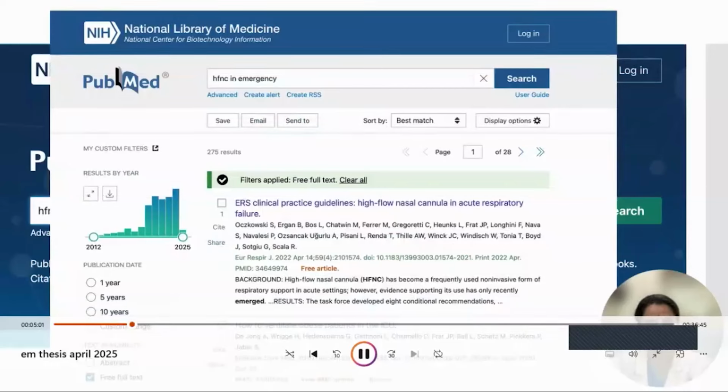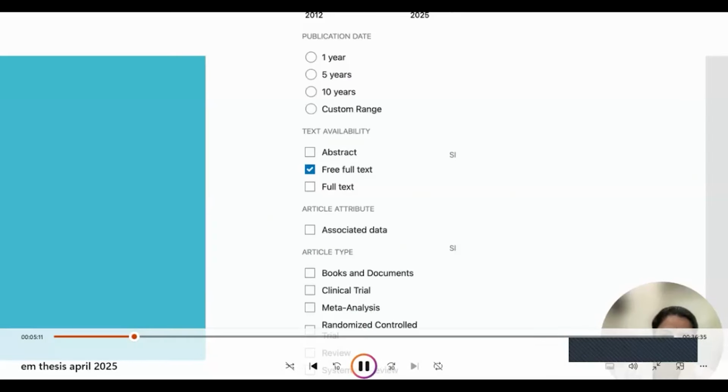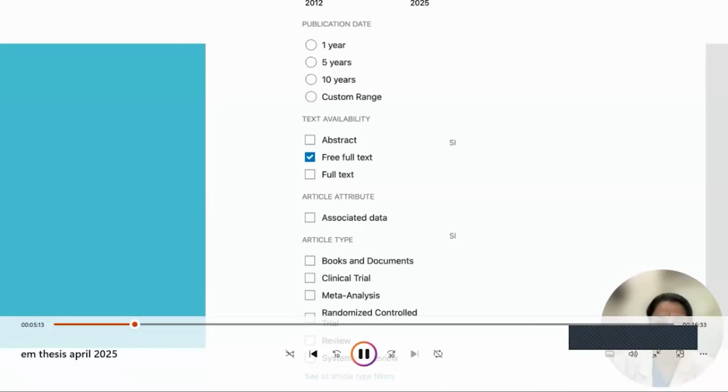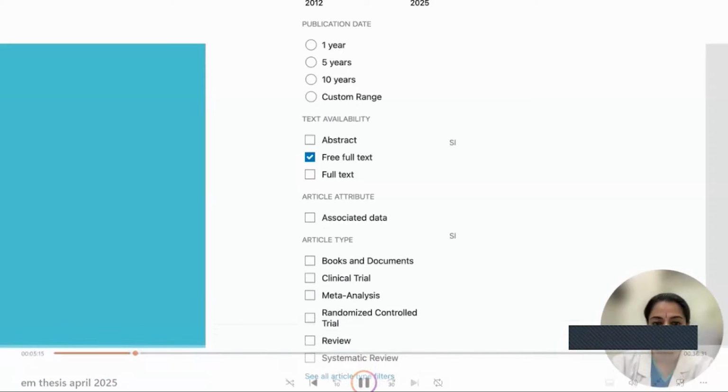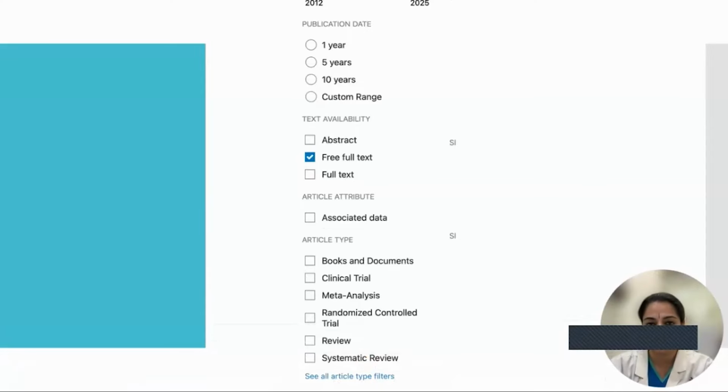This is what will come. So this will show me 275 results, as you can see. So it becomes very difficult for you to go through all this. So here's where your filters come in. On the left side of the screen, you will see the filters. So you can choose the last 5 years and choose free full text and prefer to look at clinical trials or meta-analysis or systematic reviews. And based on what you get, you can use that as a base to decide on the title of your topic.